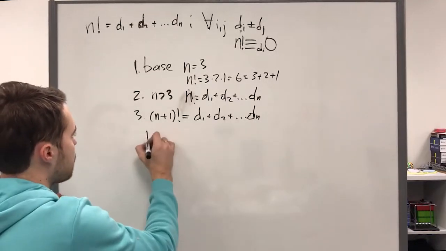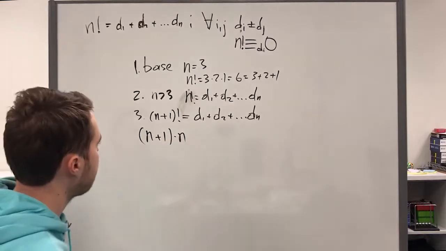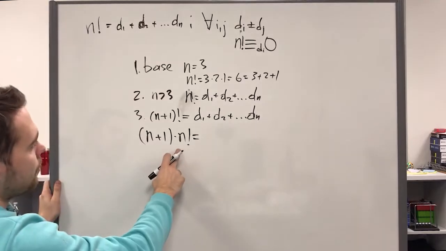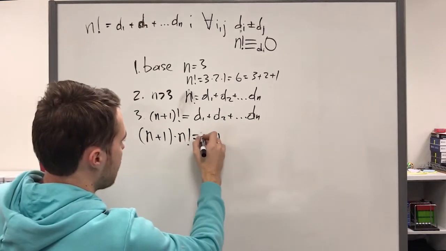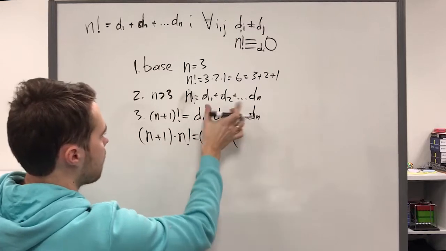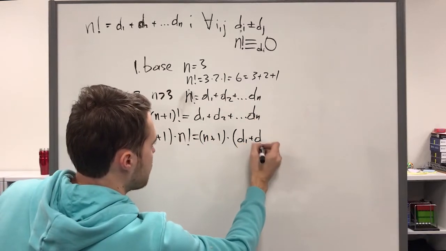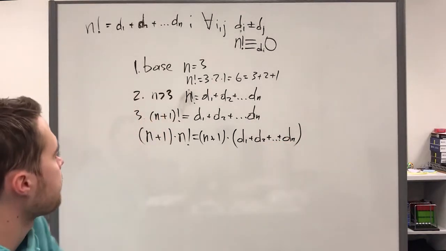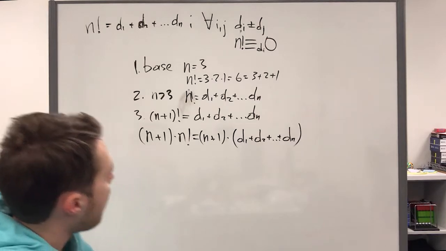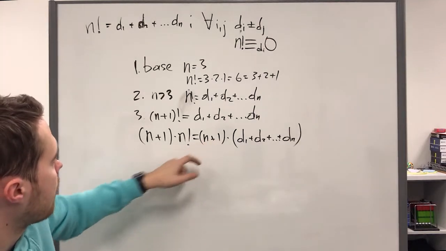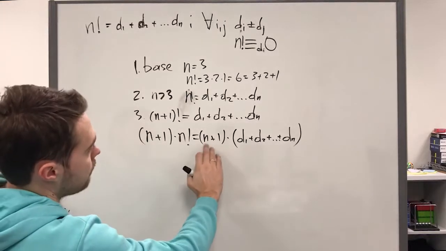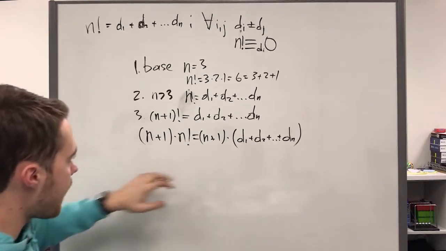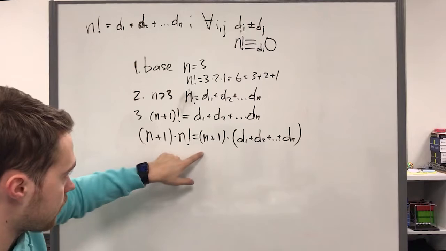Okay, so let's see. n plus 1 times n factorial, okay. And we already know what n factorial is, right? So basically it's n plus 1 times this, d1 plus d2 plus dn. Okay, and now here's what we can do. If we unwrap the brackets, right? So if we multiply n plus 1 by d1, n plus 1 by d2, n plus 1 by dn, then all of them are going to be divisors of this number, of n plus 1 factorial.